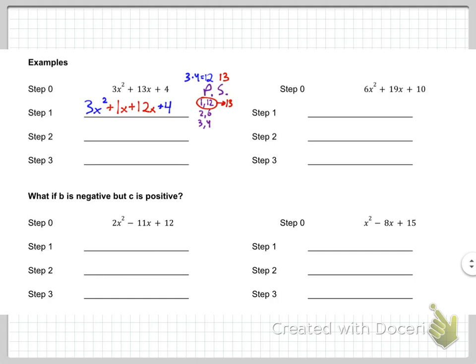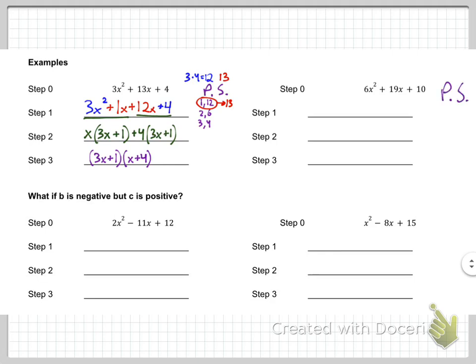Now let's find the GCF of the first two. I get x is what I can take out. So when I take out an x, I'm left with 3x plus 1. On the second two, I can take out a 4, and I'm left with 3x plus 1. So the last step is 3x plus 1 times x plus 4.